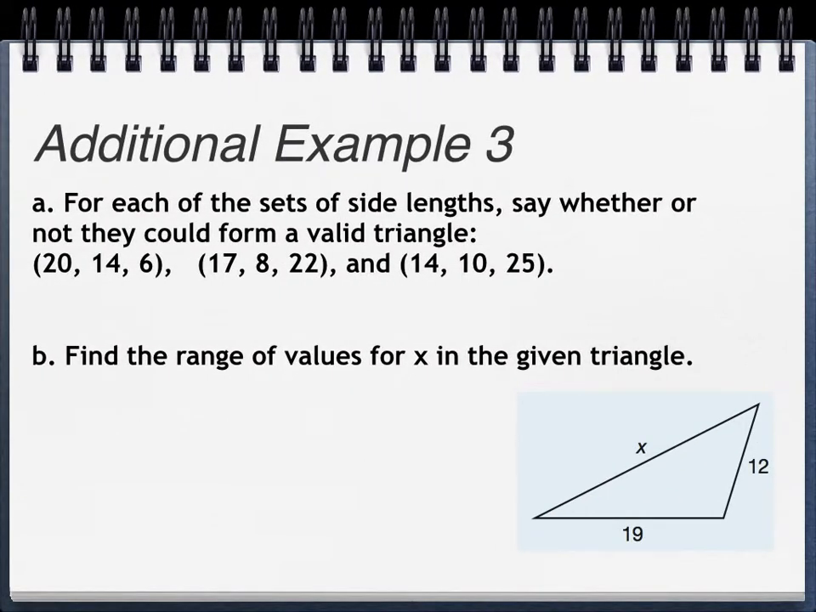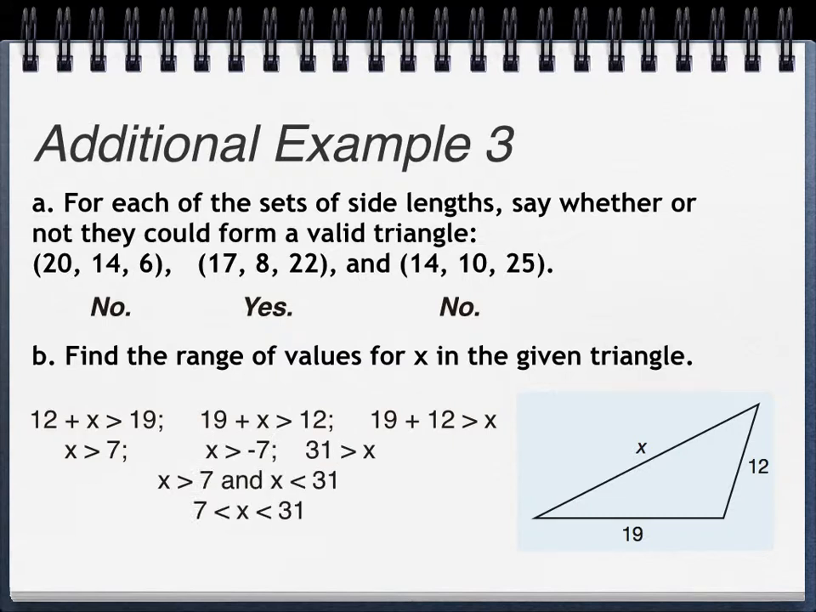Okay, could these side lengths form a valid triangle? For the first set, that would be no, because 14 plus 6 is not greater than 20. For the second set, yes, because the sum of any two sides is greater than the third. And for the third set, no, 14 plus 10 is not greater than 25. All right, problem B, we're going to set up our three inequalities and solve for x. Again, toss out that middle inequality, but use the conjunction to write a compound inequality that x must be between 7 and 31.